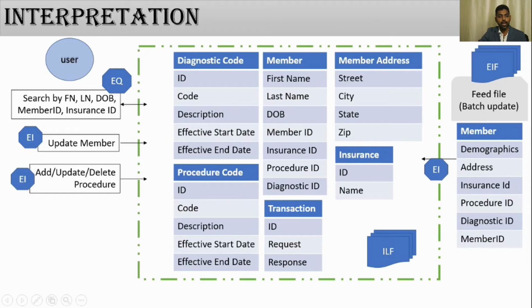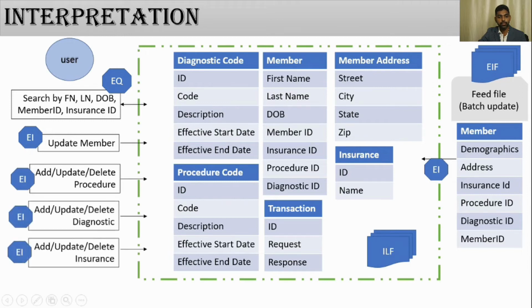Similarly, we are having add, update, and delete procedures, and diagnosis code, and insurance code. And there is one more transaction which is sending out a weekly transaction statistics, and this is considered as an external output because it is coming out of the system. There could be more of such transactions, but I would like to limit it to these transactions for the sake of simplicity. Let's go to the identification phase.